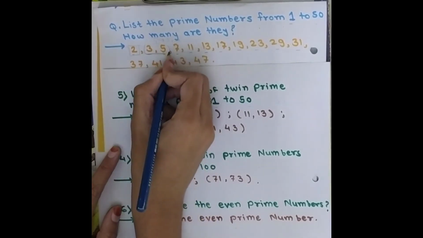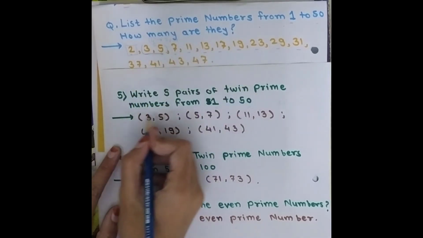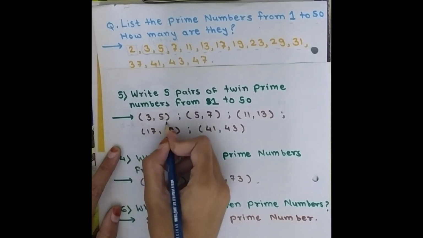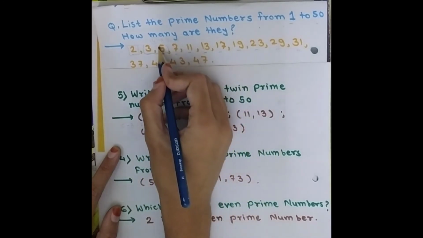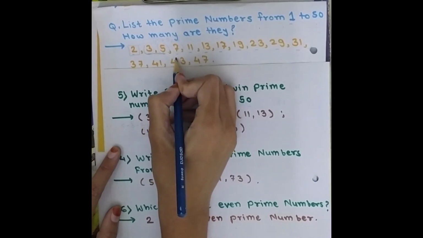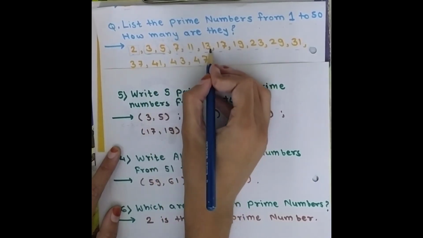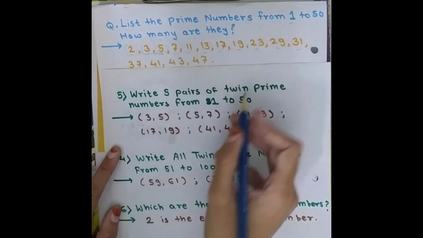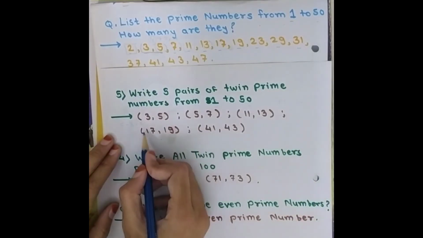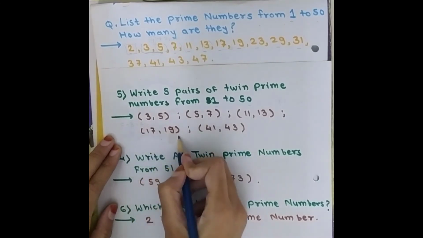So look, the numbers 3 and 5. 5 minus 3 is 2. Therefore this is a pair of twin prime numbers. Next is 5 and 7. 7 minus 5 is 2. Next is 11 and 13. So this is a twin prime pair. Next is 17 and 19. This is also a twin prime pair.